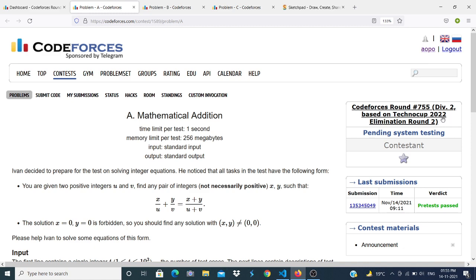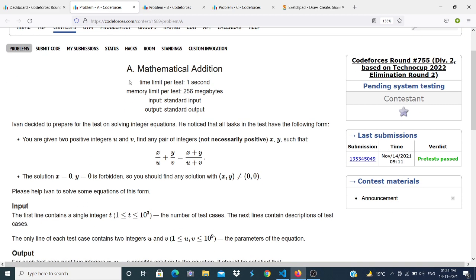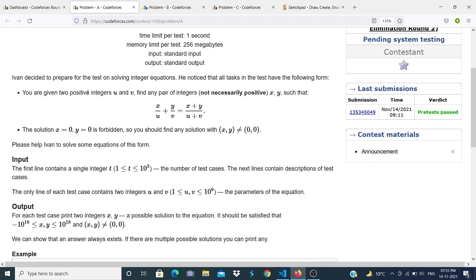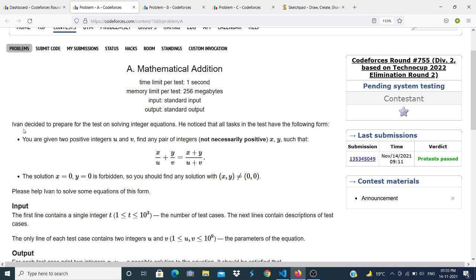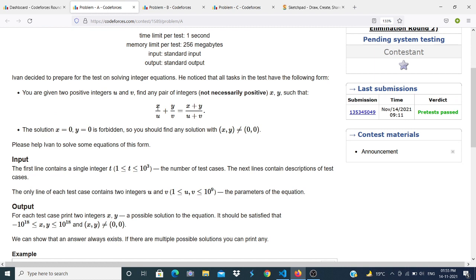Of Codeforces round 755, and the name of the problem is mathematical addition. This was the first problem. So let us first quickly go through the problem. The problem says that we are given two positive integers u and v, and we need to find a pair of integers, which can be negative as well as 0, not necessarily positive, x and y, which satisfies this condition.